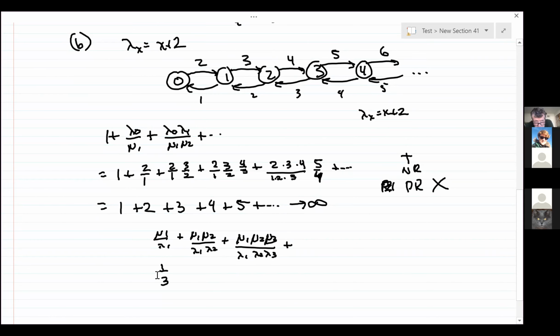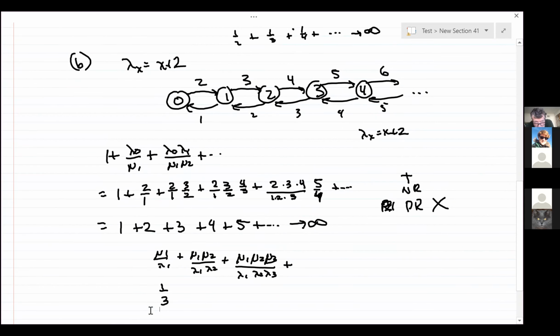Make sure I got that right. U1 is 1. I'm looking at my diagram. Lambda 1 is 3. That's correct. What's going on in the next term? This is 1/3. Now we have U2, which is 2, all over lambda 2, which is 4. And the next one would be 1/3, 2/4. And what's next? U3, which is 3 over lambda 3, which is 5.